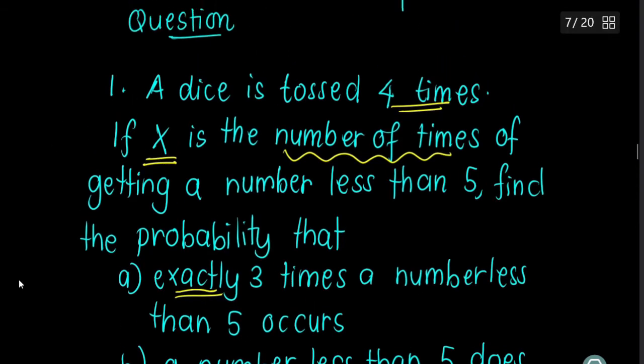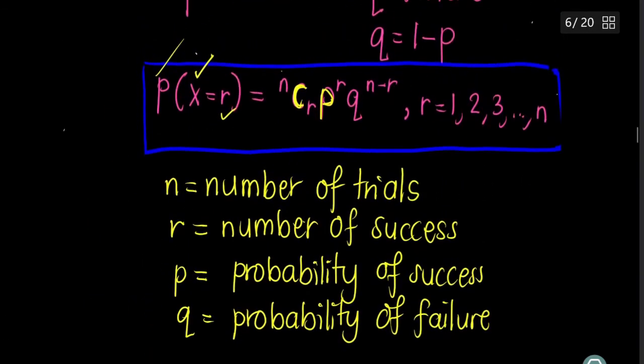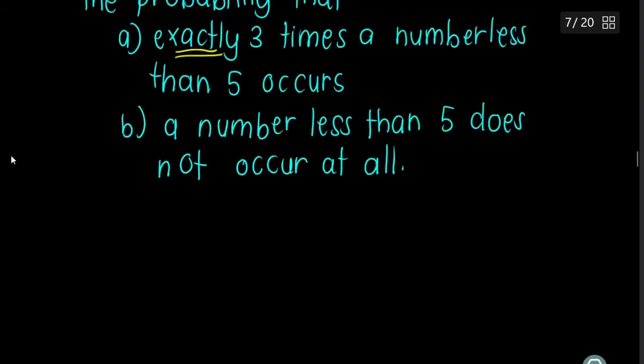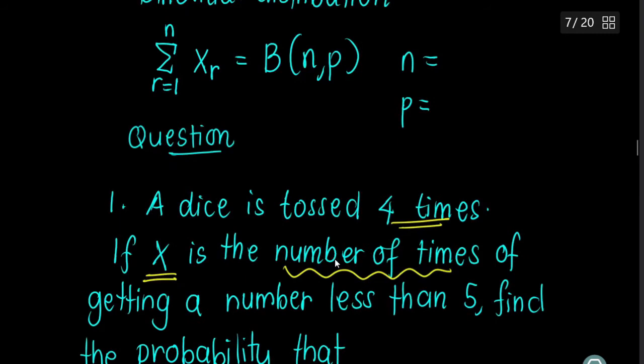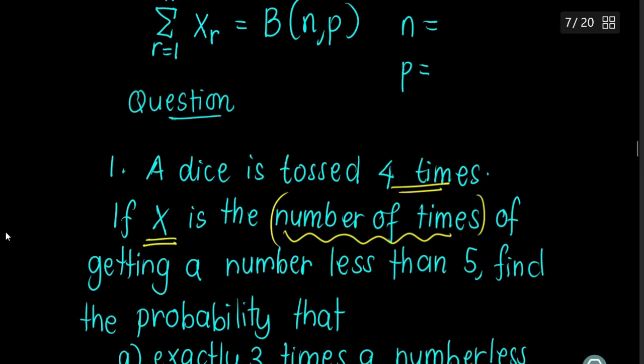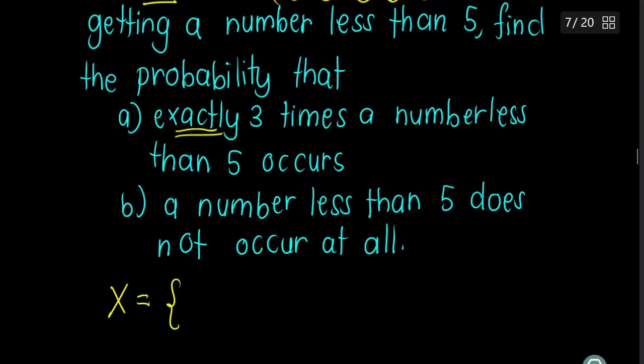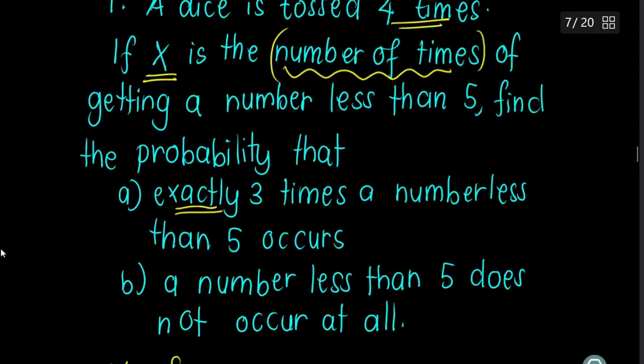First, we're now going to apply all this. We're going to apply our formula here. Before we apply, we must know what our X is first. Let's list down our X: the number of times getting a number less than 5. Look carefully. How many times do we toss the dice? We tossed 4 times. Out of the 4 times, maybe 4 times the number less than 5 did not happen. You didn't get a number less than 5. So 0.